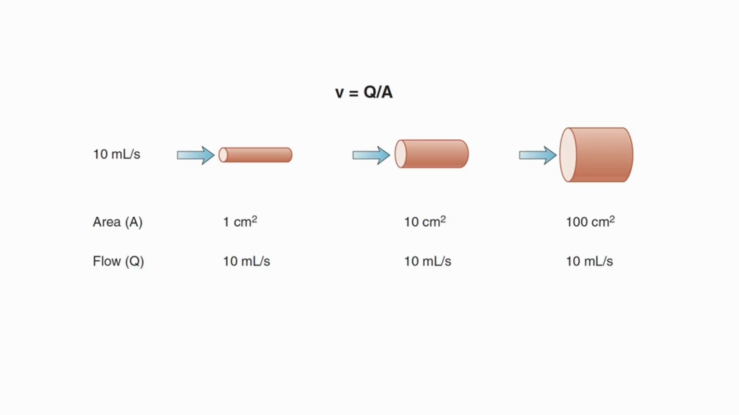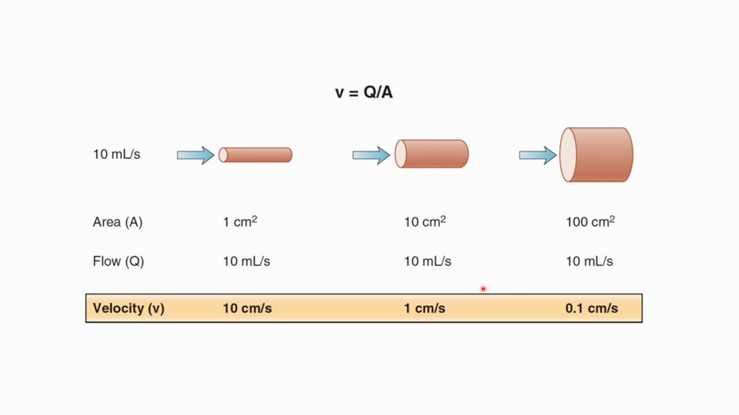Let's see this example, which studies the relationship between the cross-sectional area and the blood velocity, keeping in mind that the blood flow is constant. So please pause the video and try to calculate the blood velocity for each one of these different blood vessels.